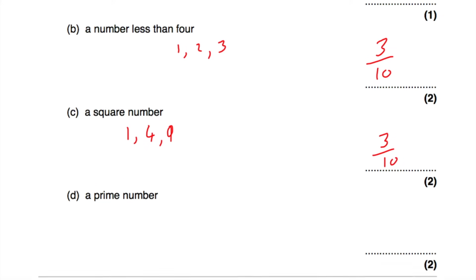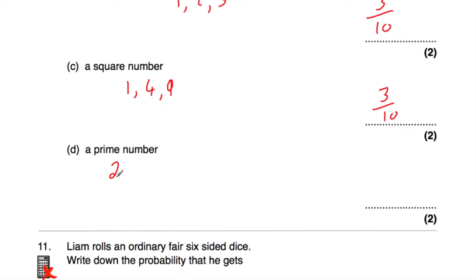Okay, next, a prime number. So the prime numbers are 2, 3, 5, 7, and then 11, which obviously is not in the bag. So out of the possible discs in the bag, the 1 to 10, there's 4 numbers that would work. There's 4 prime numbers, so that'd be 4/10. Now that can be cancelled down. Both the numerator and denominator are divisible by 2, so that'll be 2/5. So that's the probability of getting a prime number, 2/5.